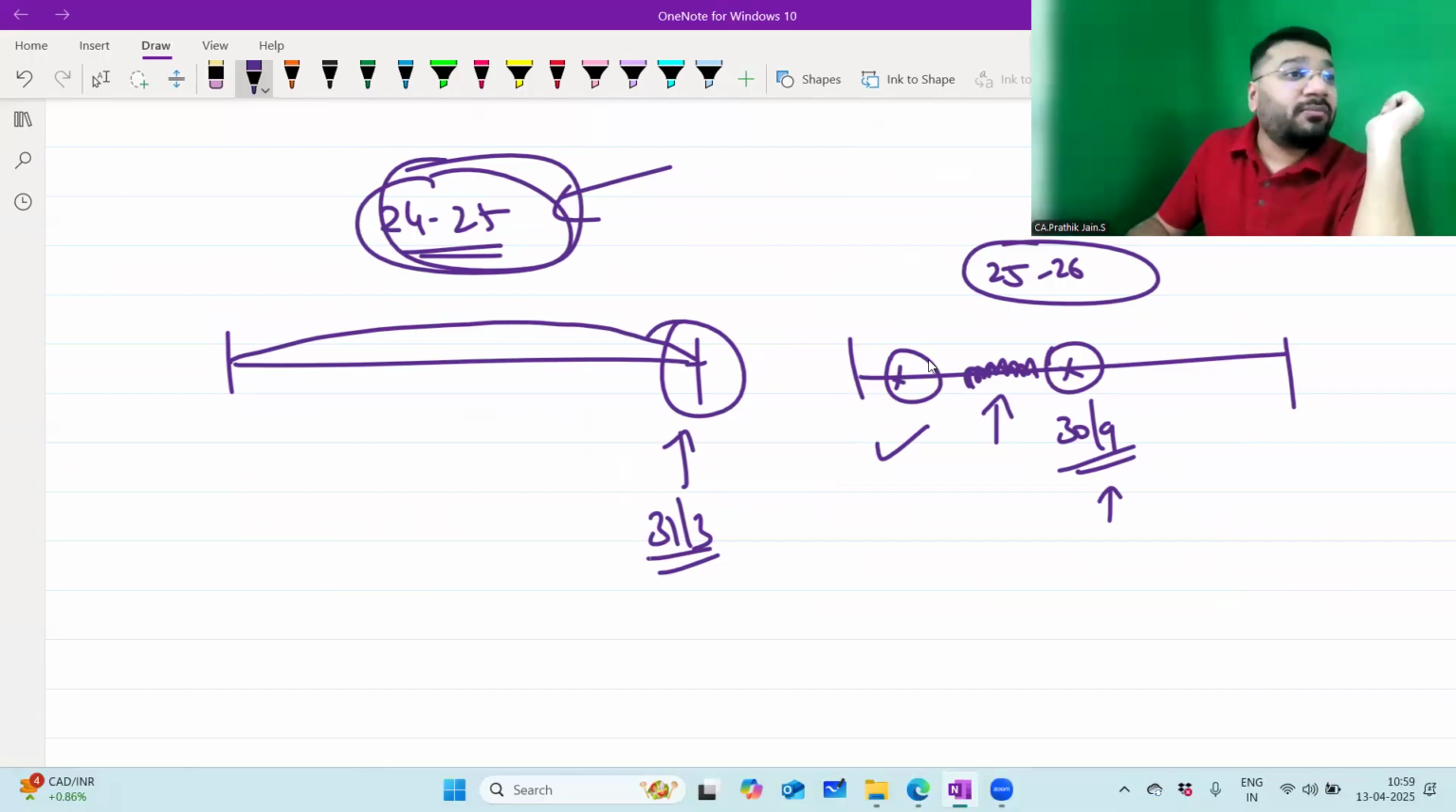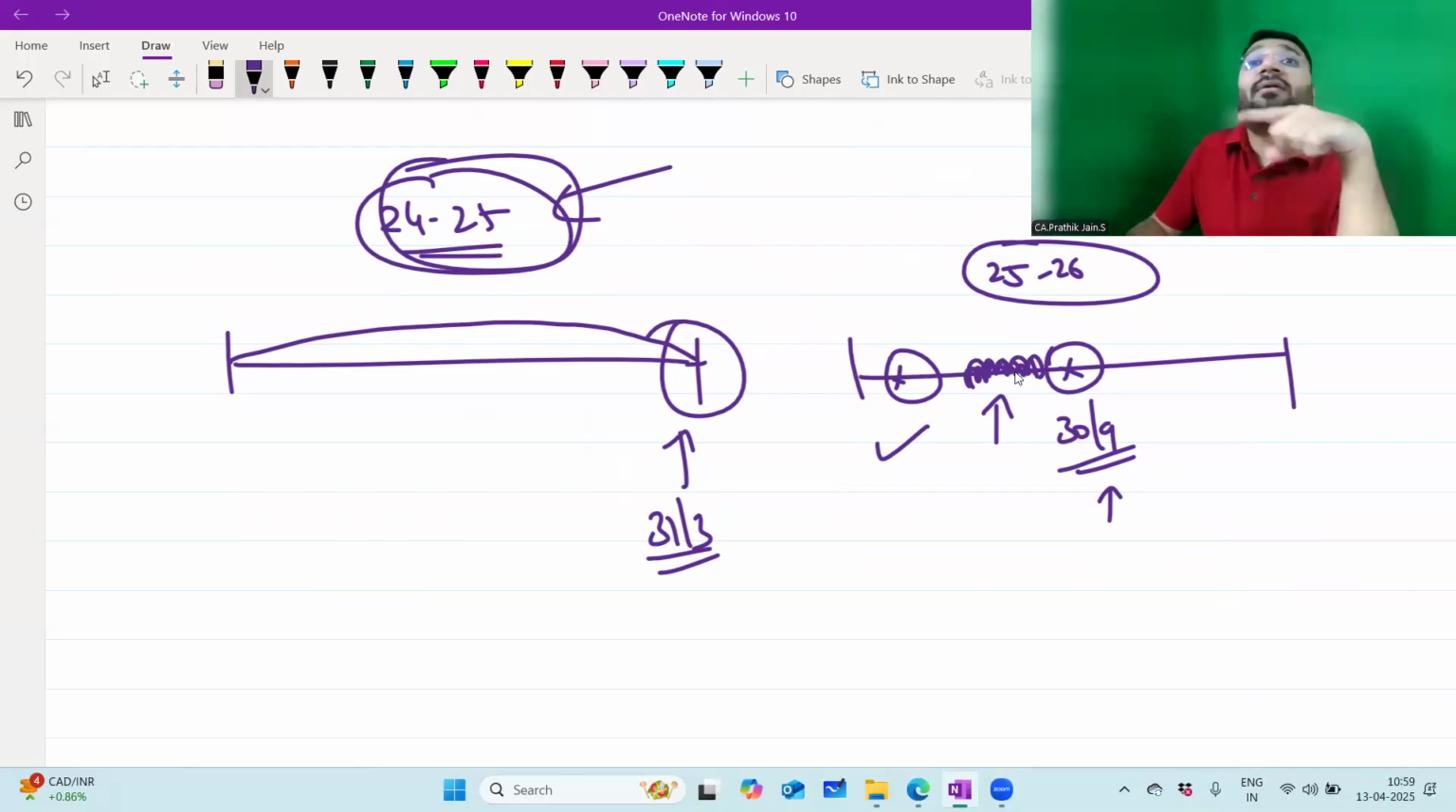What is the meaning of provision? Estimation of the future outflow of money. Why am I saying estimation? Because the exact taxation I will know only when the auditor is sitting and properly calculating the profit as per the income tax rules and regulations.